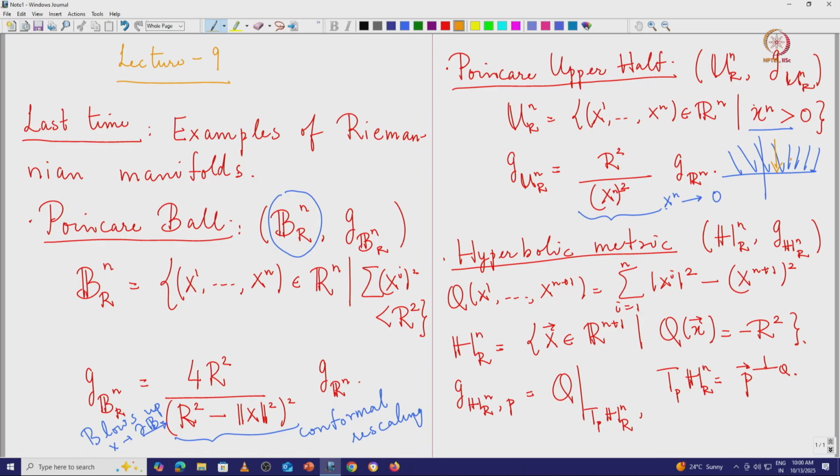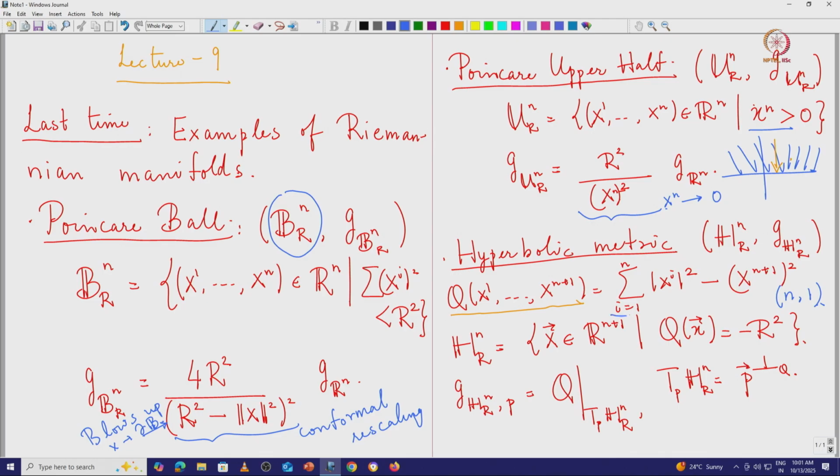Then the third and the last example that I introduced in the previous lecture was that of a hyperbolic metric. So this is slightly more involved. It's not as straightforward as just taking some open set in Rn and defining a conformal rescaling. So what you do is you start with a quadratic form, which we denoted by Q. So this is a quadratic form on Rn plus 1, of signature n comma 1. So the first n eigenvalues are all positive, and then you have a negative eigenvalue.